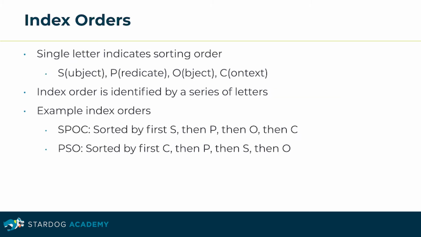Now, Stardog has several indexes. You'll often see these as subject, predicate, object, context, with the first letter indicating the sorting order. And these index orders will then be identified by a series of letters. For example, SPOC would be subject, predicate, object, context, but we might also have another index for predicate, subject, object.